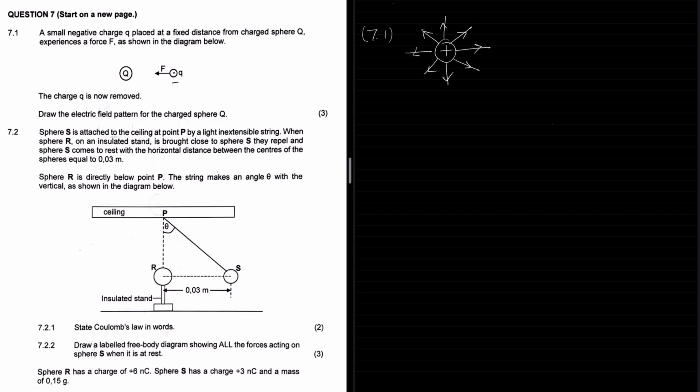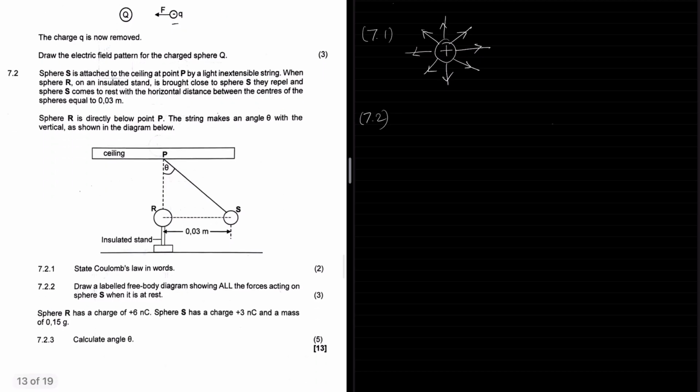Okay, question 7.2. Sphere S is attached to the ceiling at point P by a light inextensible string. When sphere R on an insulated stand is brought close to sphere S, they repel, and sphere S comes to rest with the horizontal distance between the centers of the spheres equal to 0.03 meters. Sphere R is directly below point P. The string makes an angle of theta with the vertical as shown in the diagram below. State Coulomb's law in words.